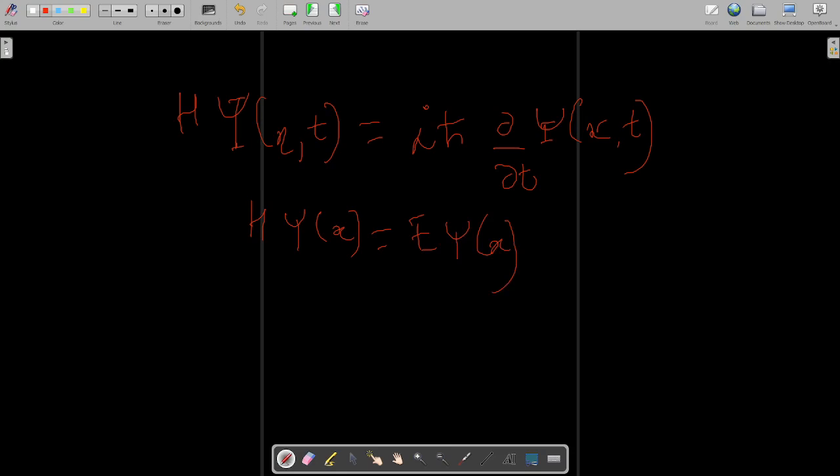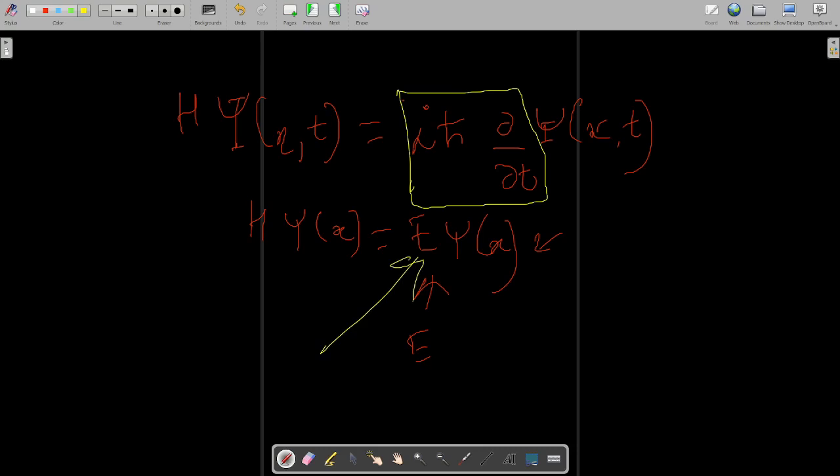Now while using this, some people ask that the formula given below has E in it, and the upward formula does not have E in it. Instead it has i h cut del by del t. So obviously i h cut del by del t is there, and this is basically your E. So what is the difference between the two?